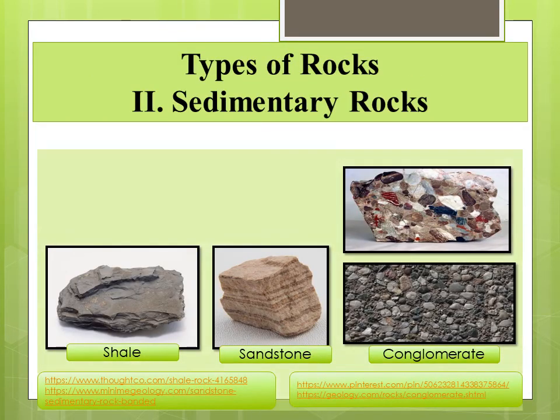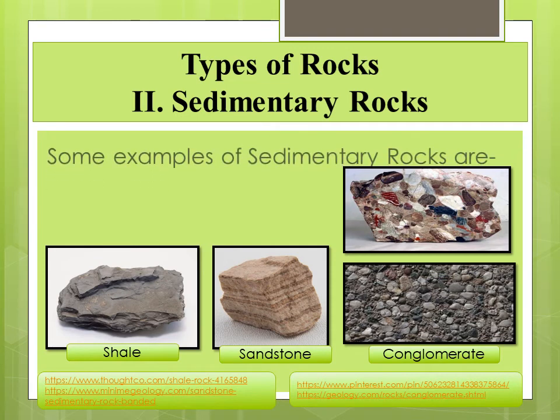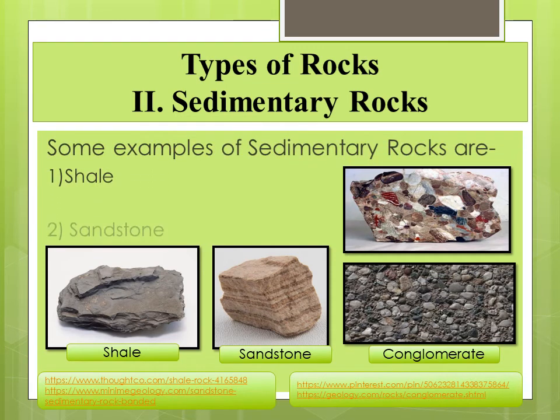Some examples of sedimentary rocks are number 1, shale. Number 2, sandstone, which is made from grains of sand. Number 3, conglomerate.